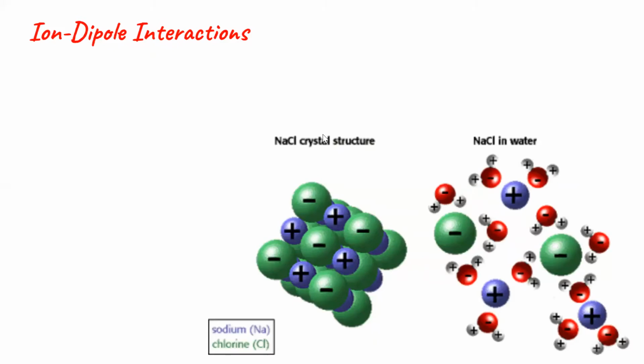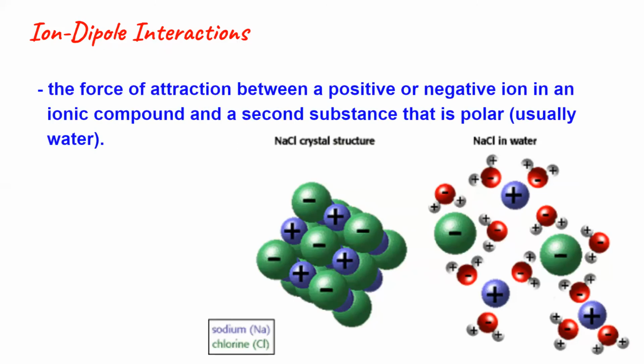Now, this is slightly different. An ion-dipole interaction is not just a single type of molecule. Instead, this is the relationship that exists between an ionic compound and a polar molecule. So in this case, the force of attraction is between the positive or negative ion in an ionic compound and a second substance that is polar. And normally we're going to talk about water as being the polar substance, so water having a negative side and a positive side.